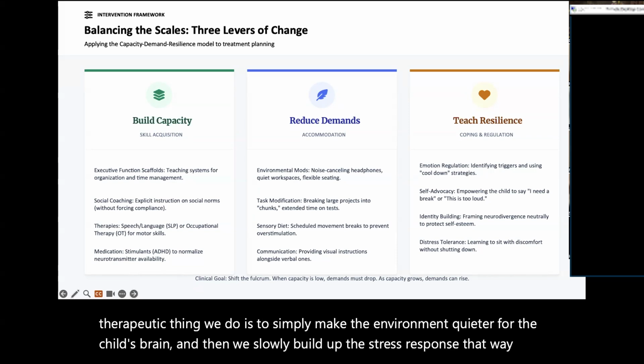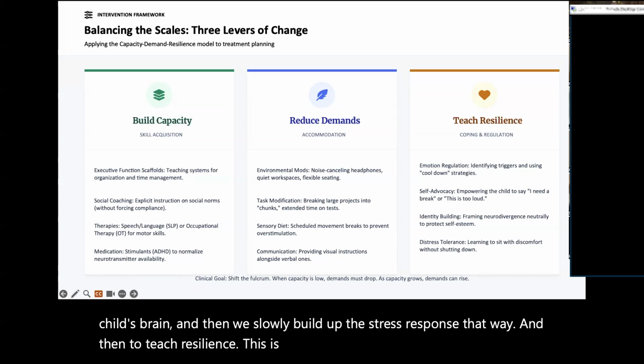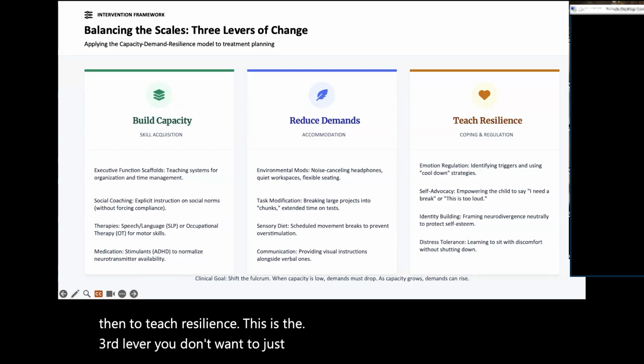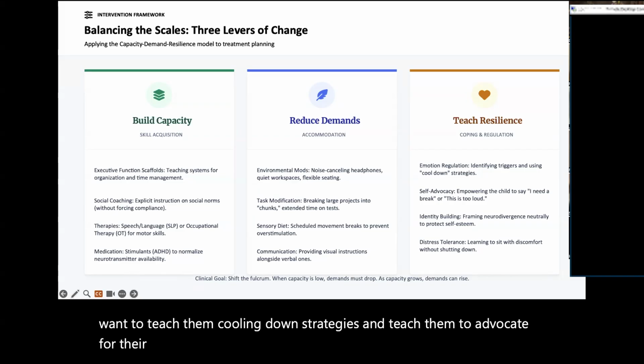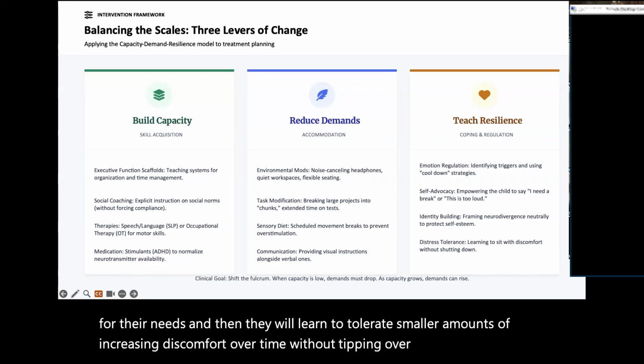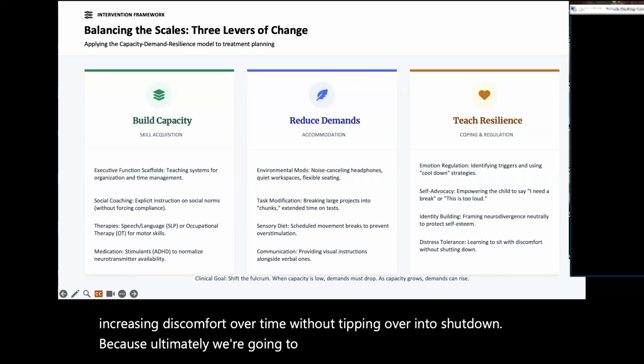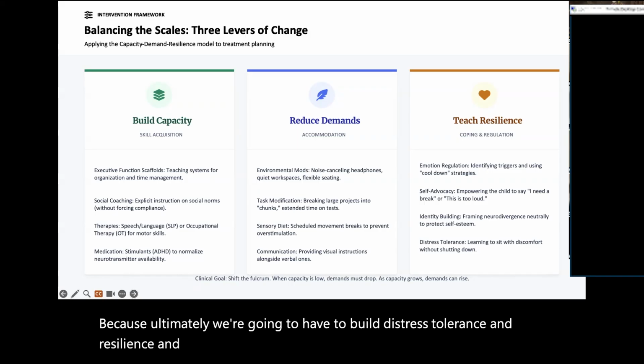And then to teach resilience, this is the third lever. You don't want to just push through and grit for everything. You want to teach them cooling down strategies and teach them to advocate for their needs. And then they will learn to tolerate smaller amounts of increasing discomfort over time without tipping over into shutdown. Because ultimately, we're going to have to build distress tolerance, and resilience and capacity are just a part of that. So that's how we're going to shift them.